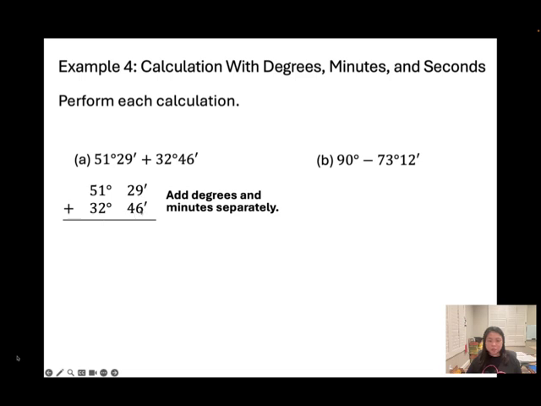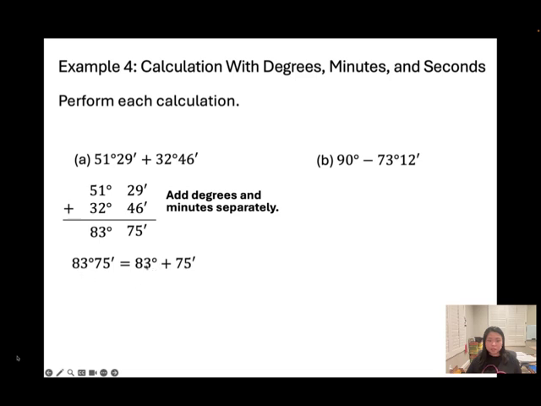So 9 plus 6, that'll be 15, right? So carry 1 from here. So 2 plus 1 plus 4, which is going to be 75 minutes. And then this one, that will be 83 degrees. We are not done yet because we know 1 degree is equal to 60 minutes. So we do have 75 minutes here. Can I write it like this?